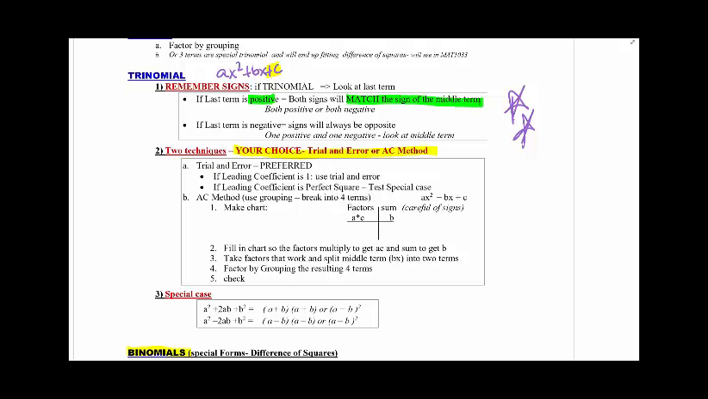If the last term is negative, then the signs will always be opposite. One will be negative, one will be positive, but it will matter which one you do. So please double check that. So we're going to start off right now. We're going to look at if the leading coefficient is 1. I want you to use trial and error because these are problems we can actually do in our head.